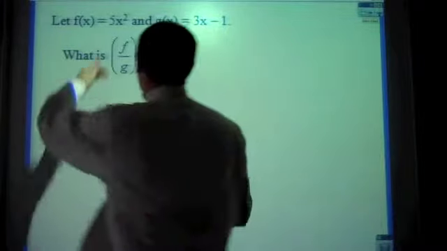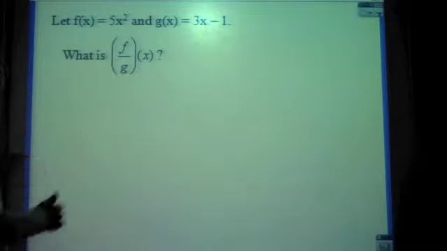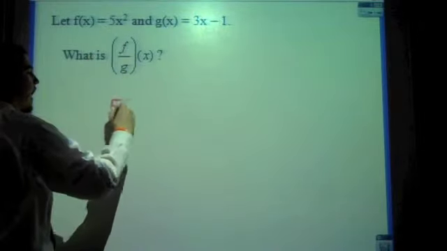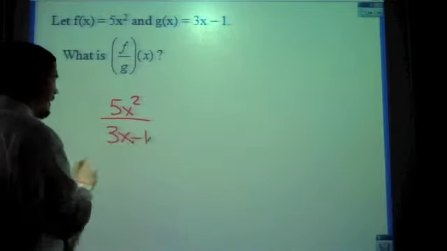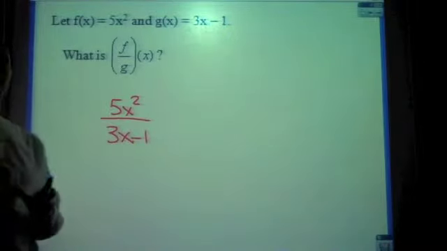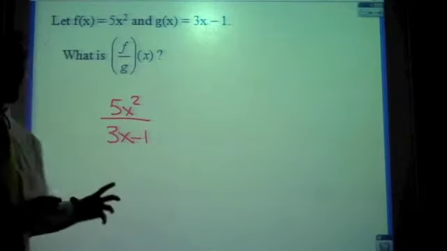So what we're going to do is take f and write it on top as the numerator, take g and write it on the bottom as the denominator. So f of x is 5x squared divided by 3x minus 1. Now, we're not going to get into dividing the polynomials yet. That comes later in the class. Right now, we're just going to set up the problem.